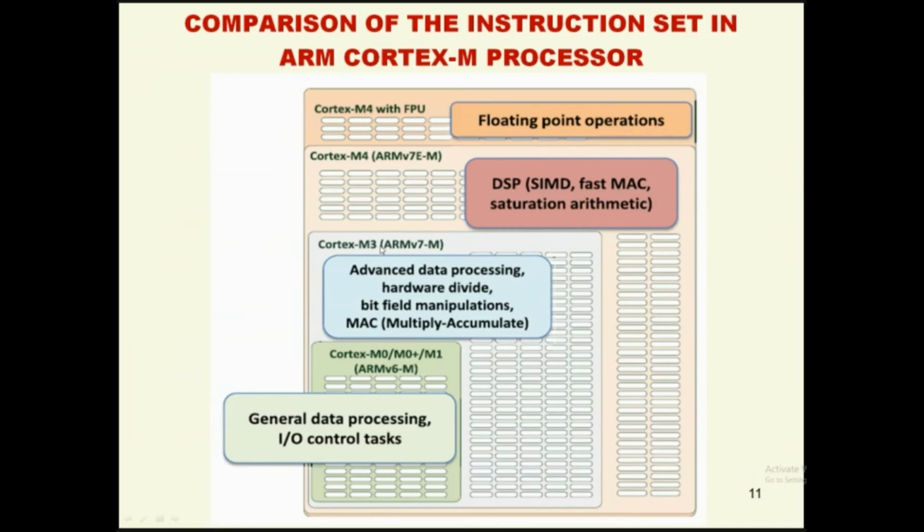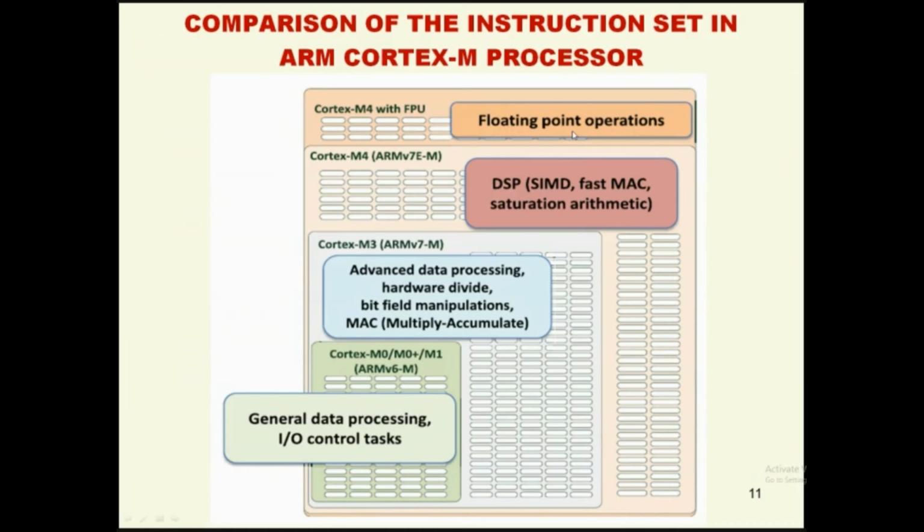The V7M version has Cortex-M3, which has, along with general data processing instructions and input-output control instructions, advanced data processing instructions, hardware divide instructions, bit field manipulation instructions, and multiply and accumulate instructions. Some more instructions were added, as you see here, in Cortex-M3, which is ARM version 7. And the ARM version 7 extended, which is Cortex-M4, which is our core, has DSP instructions, which is single instruction multiple data. Cortex-M4 with floating point unit has many more floating point operation instructions.